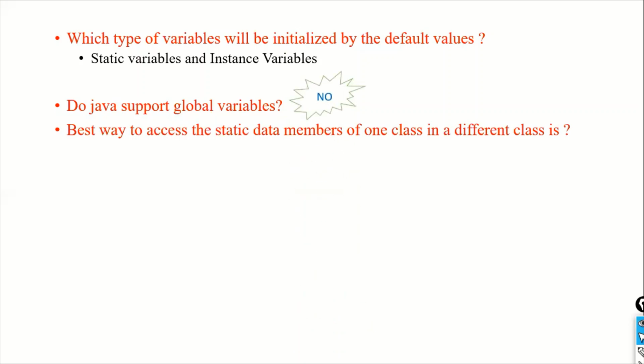What is the best or the efficient way to access the static data members of one class in a different class? They can be accessed with both objects and class name. But what is the efficient way? The efficient way of accessing the static data members is with the help of the class name only. So hope you're clear with the concepts of static variables, instance variables, and local variables.